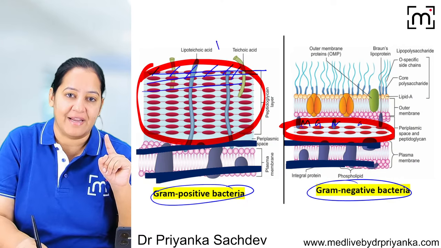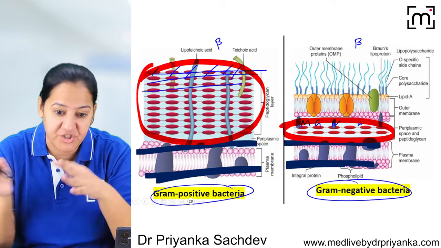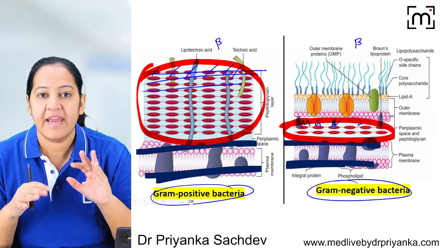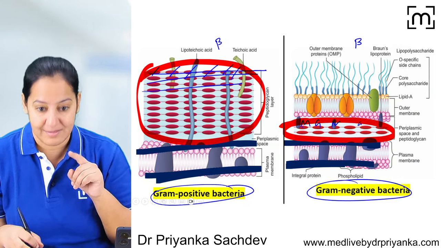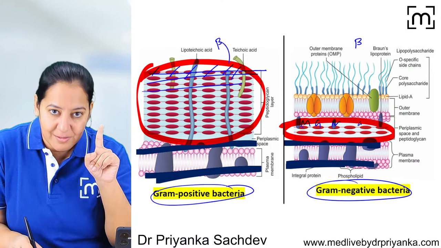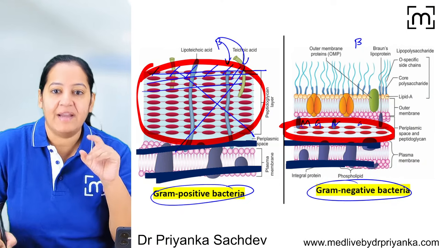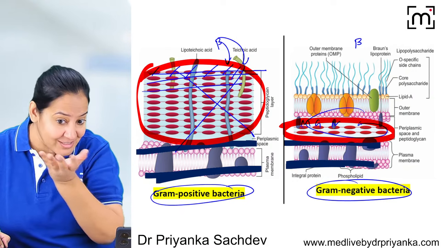Now if you give beta-lactam here and if you give beta-lactam here, you tell me beta-lactam will be more effective in which bacteria? Use your common sense and tell. What is the mechanism of action of beta-lactam? It inhibits cell wall synthesis. It inhibits the peptidoglycan content of the cell wall, the cross-linking in the peptidoglycan to be specific. So here is more peptidoglycan content, more cross-linking, so that will be inhibited. And here is less peptidoglycan content, less cross-linking, so the effect is not much.